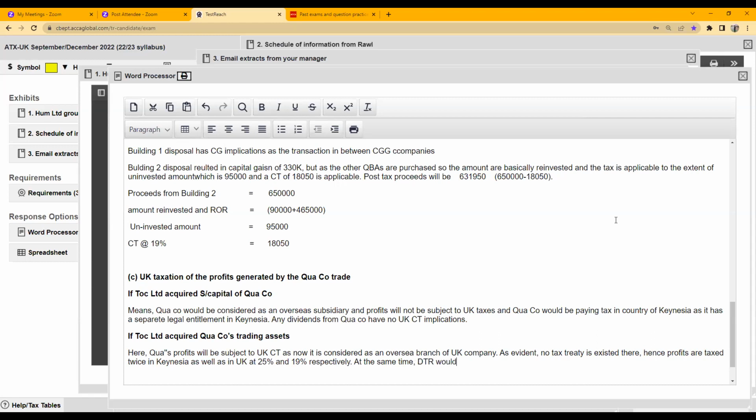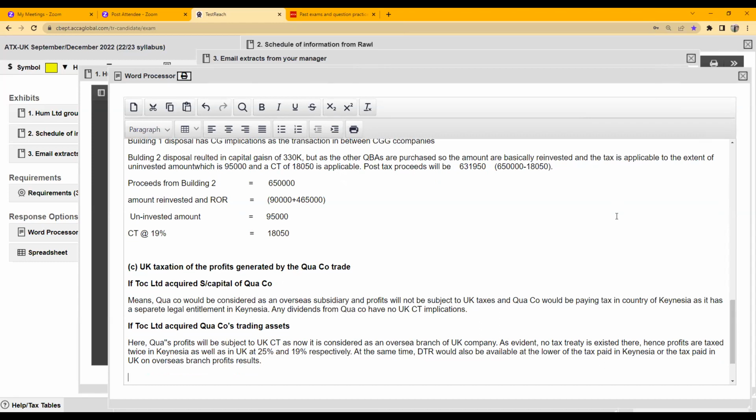At the same time, double tax relief would also be available at the lower of the tax paid in Kinesia and the tax paid in the UK on overseas branch profit results. So you are expected to do all of these things, right?